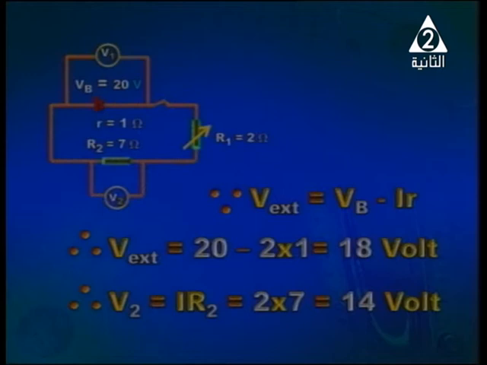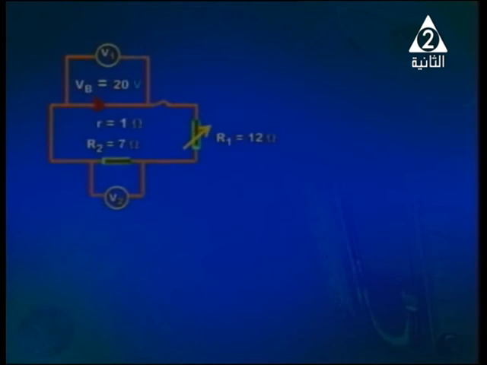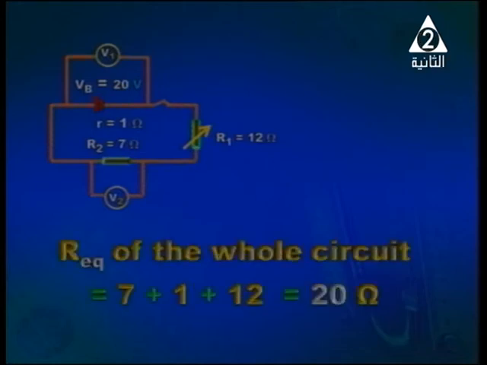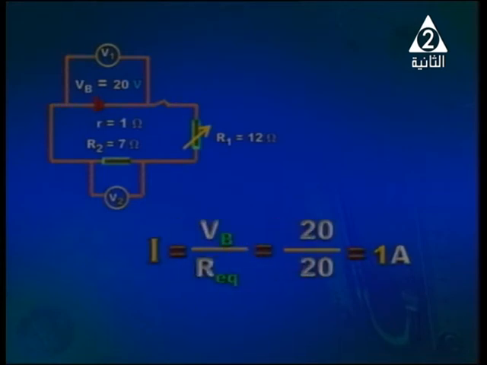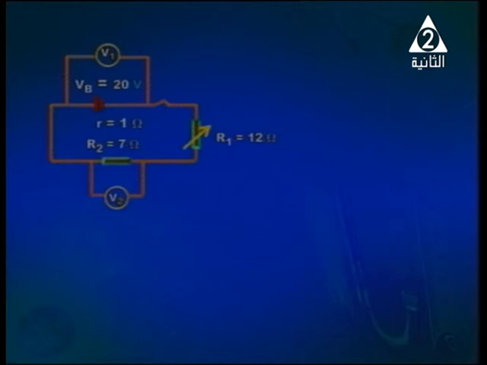And now we'll change R1 instead of being 2 ohms to be 12. We'll increase it and we'll see the effect of this on the terminal voltage V1 and on the voltage V2. Okay, total resistance, it is 7 plus 12 plus 1, 20. Current through the battery, V battery over R equivalent, 20 over 20, 1 ampere.